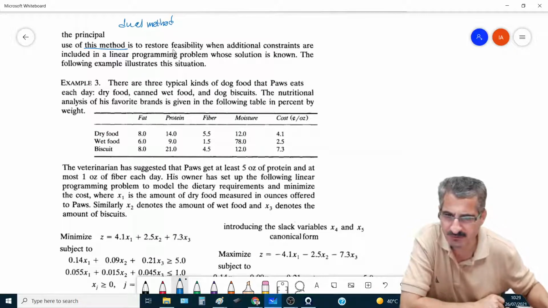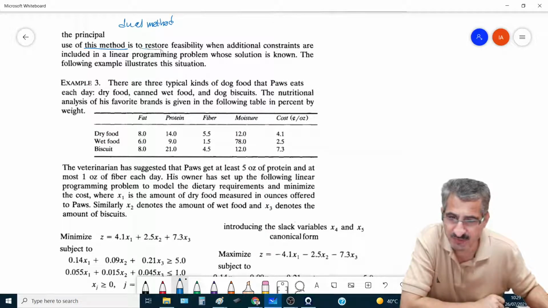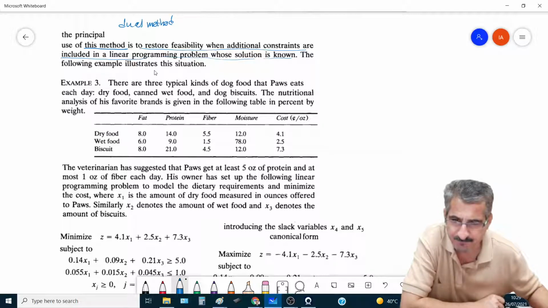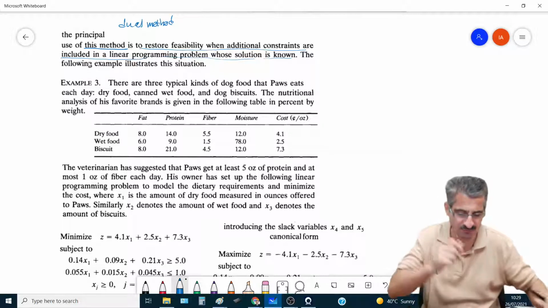Why do we need to use it? Is to restore feasibility when additional constraints are included in a linear programming problem whose solution is known. The following example will illustrate.